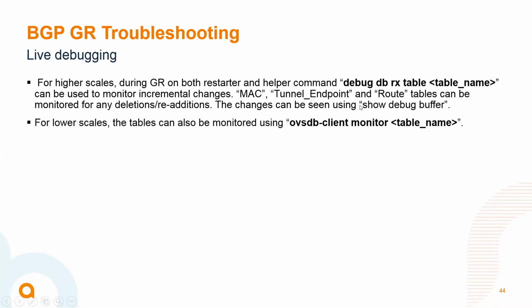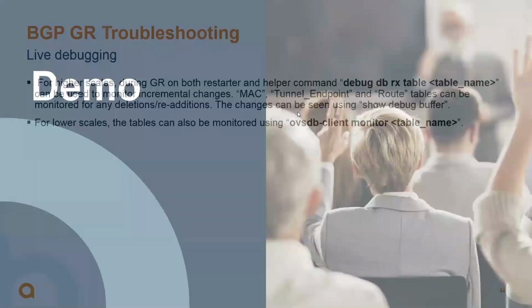And they are case sensitive as well. You can monitor for any deletions or re-additions happening on these tables. If there are any changes happening, you can see them using show debug buffer, and specifically you can check for module db also. I shall show you that in the demo. For lesser scale, if the scale is less, you can always monitor via OSDB client monitor table name. So this is during live debugging.